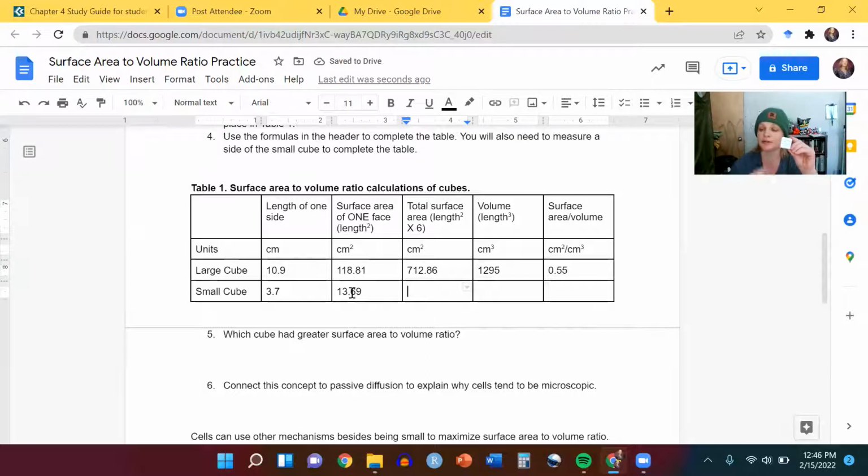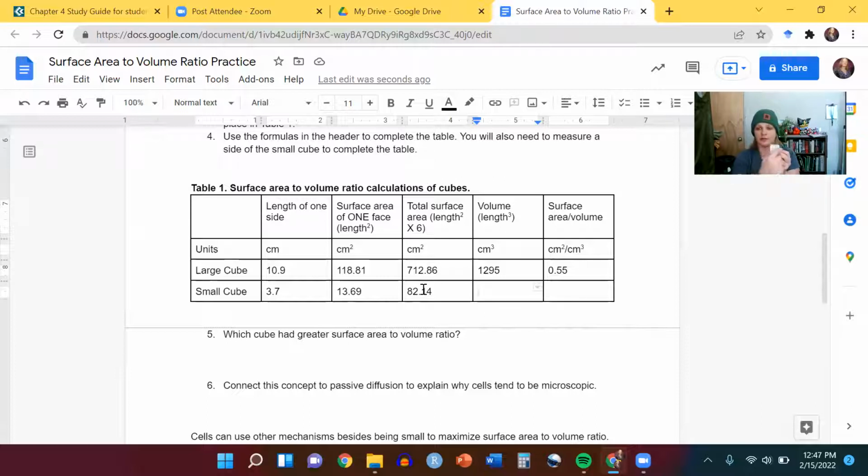Then I need to multiply. So that's the surface area of this face. I need to know the surface area of all the faces all together. So I'm going to multiply that by 6 because that's how many faces there are in a cube. That's 82.14. Okay, so that's my surface area. I'm done with that part. Now I've got to find the volume.